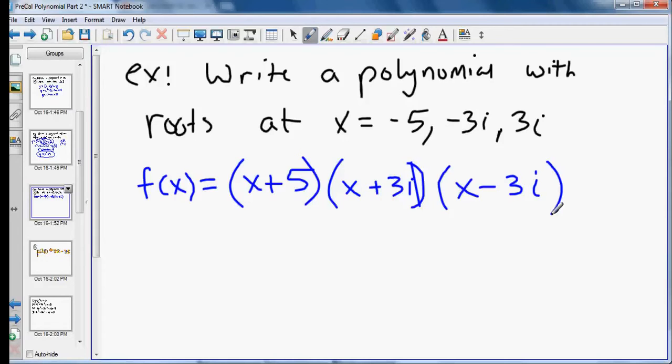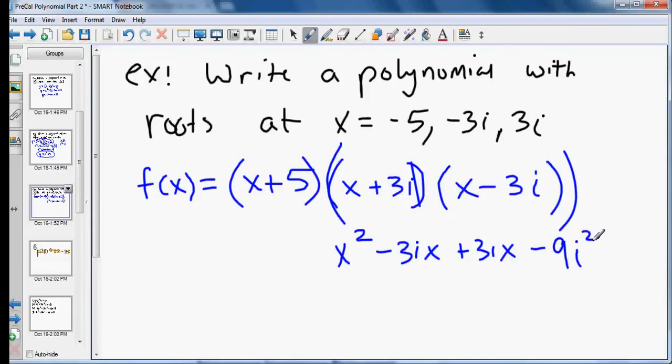So let's start by FOILing these two over here with the imaginaries. x times x is x squared, x times negative 3i, 3i times x, and then positive 3i times negative 3i. Positive 3 times negative 3 is negative 9, and then i times i is i squared. So we can simplify this. These middle terms cancel out, and remember that i squared is equal to negative 1. So we really have negative 9 times negative 1, which gives you a positive 9.